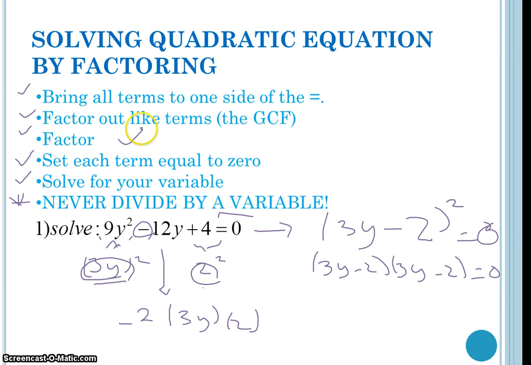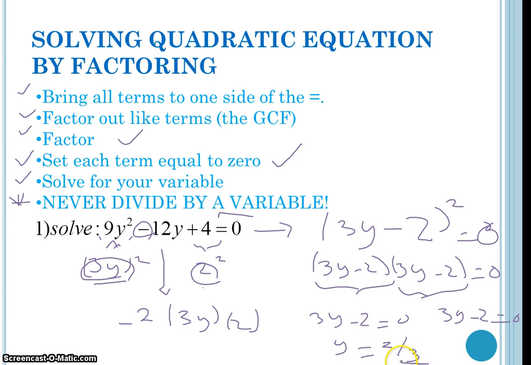So we factored it. We're going to set each of these factors equal to 0. So 3y minus 2 equals 0, and again, 3y minus 2 equals 0, one for each factor. Going to bring 2 to the other side and divide by 3. So y equals 2/3. So we're going to get that answer twice. Okay, let's move on to the next problem.